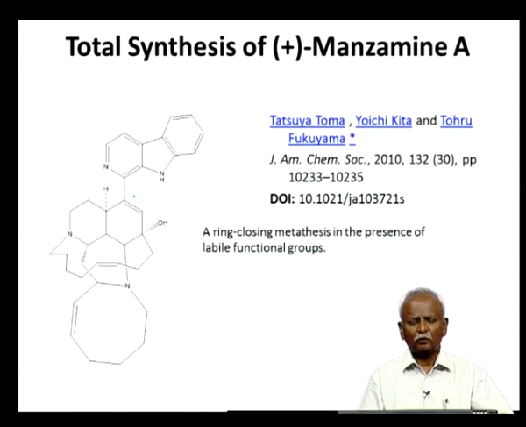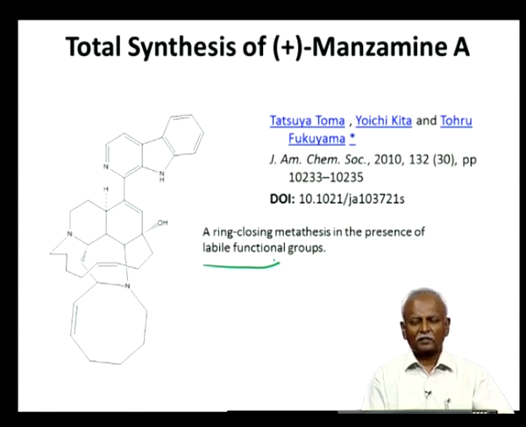And a recent synthesis of another natural product, Manzamine A, which has been isolated from a marine organism, is shown here. This was accomplished by a ring closing metathesis in the presence of very labile functional groups. This is a very complex natural product with so many ring systems, and in spite of all that, the reaction could be carried out. Fukuyama and co-workers have recently published the total synthesis of such a complex natural product. The last step is the ring closing metathesis, which led to the generation of this chiral natural product very efficiently.